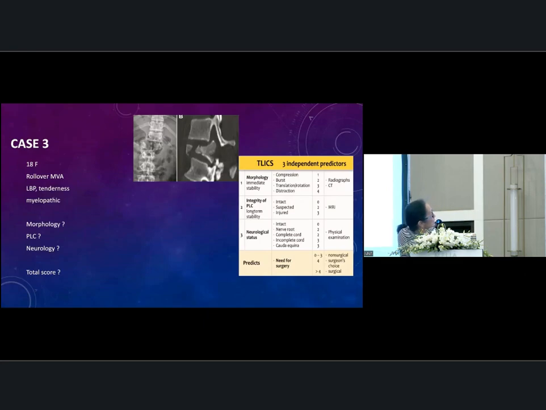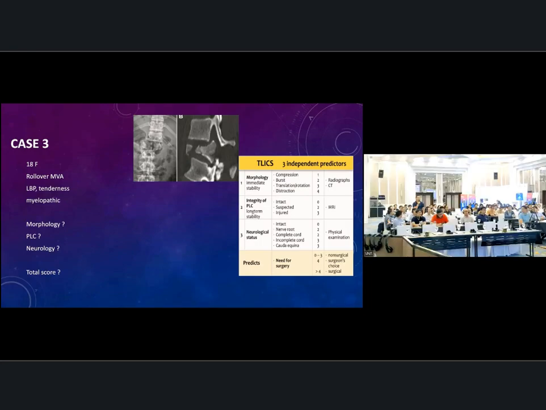Okay, so we've got an 18-year-old female, rollover, lower back pain and tenderness, and she's myelopathic. So she's got a fracture here. You can see it's not quite in alignment coronally. What would you give morphology? I guess it's the distraction, 4 points. Could be. What about translation? Yeah, maybe translation.